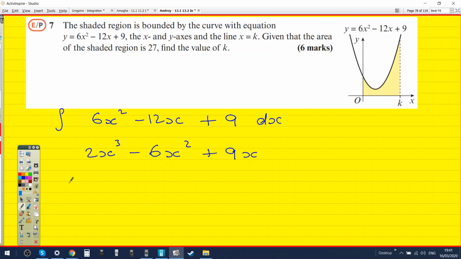And, oh, so because there's no roots, would I just put 0, 0 or no? What is this? What is it between? What is the area between? 0 and k. So let's say k and 0.